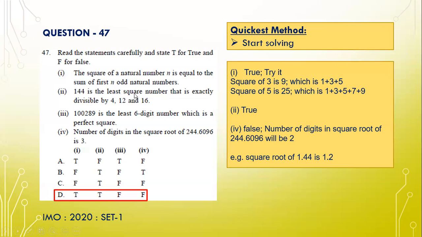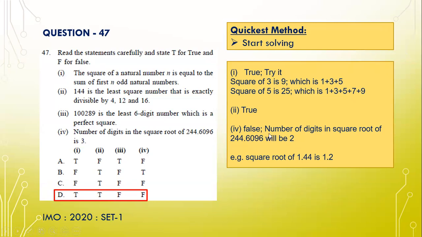144 is the least square number that is exactly divisible by 4, 12, and 16, which is also true. It is also true. 3 we will ignore. 4, the number of digits in the square root of 244.6096 is 3, which is false, isn't it? It is false because the number of digits in the square root of 244.6096 will be 2, isn't it?